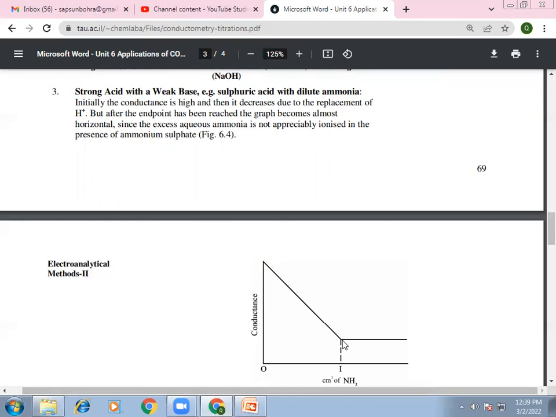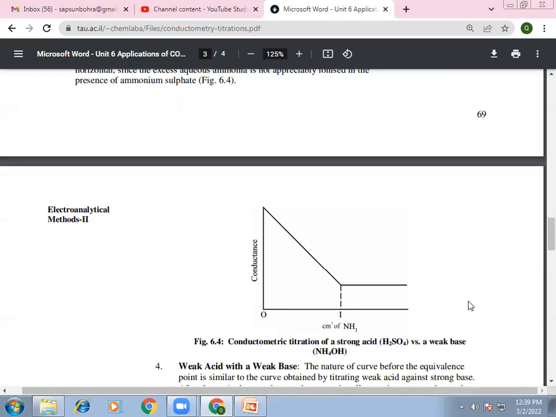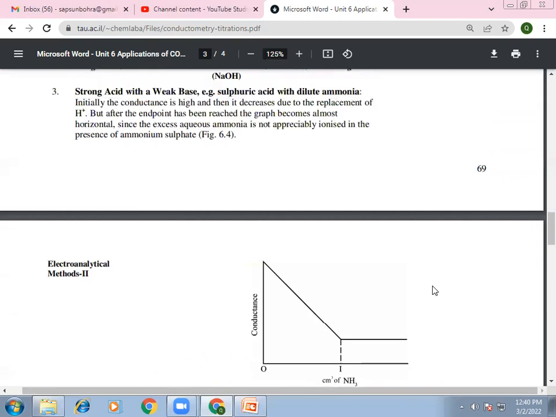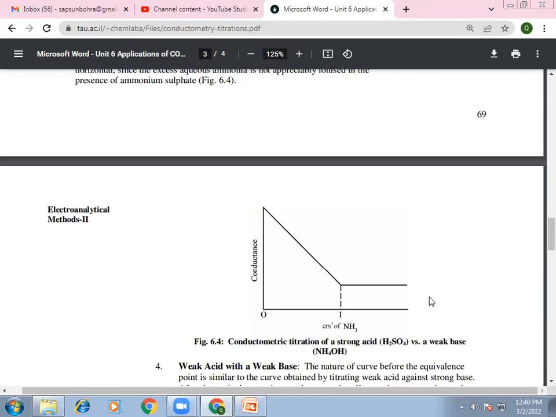After the equivalence point, your graph becomes almost straight and horizontal because excess ammonia is not appreciably ionized in the presence of ammonium salt. So because of the ammonium salt, there will be suppression of the dissociation, and hence you will not see a sharp rise, but a horizontal line will be seen. Okay, because the excess ammonia is not ionized that much in the presence of the ammonium salt. So here also, because of the common ion effect, the ionization is suppressed.